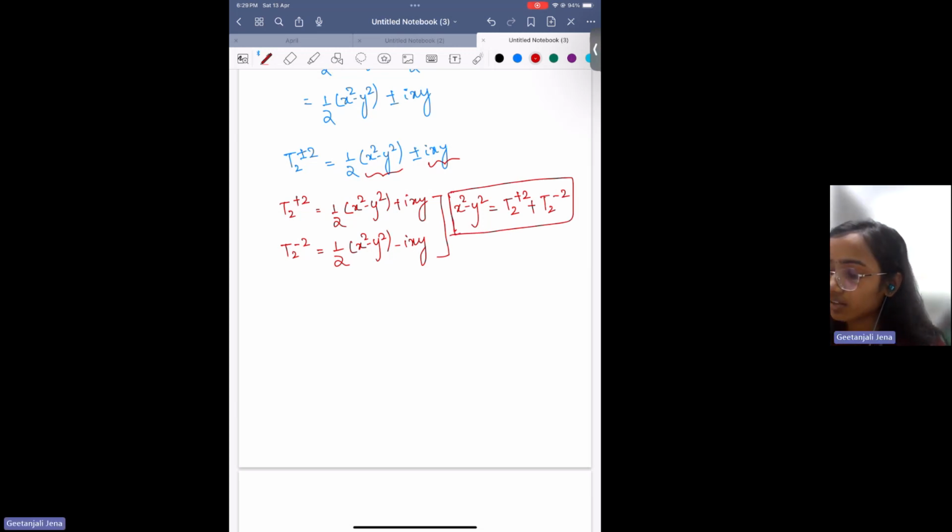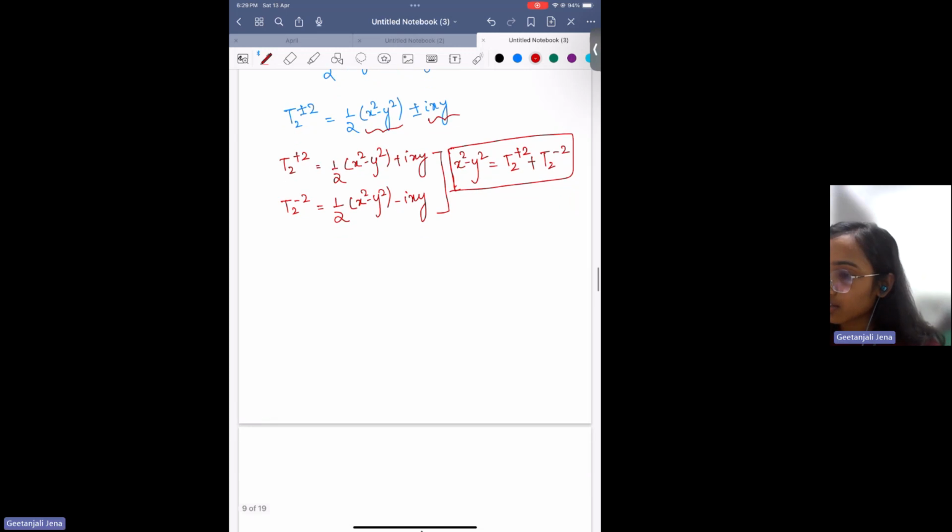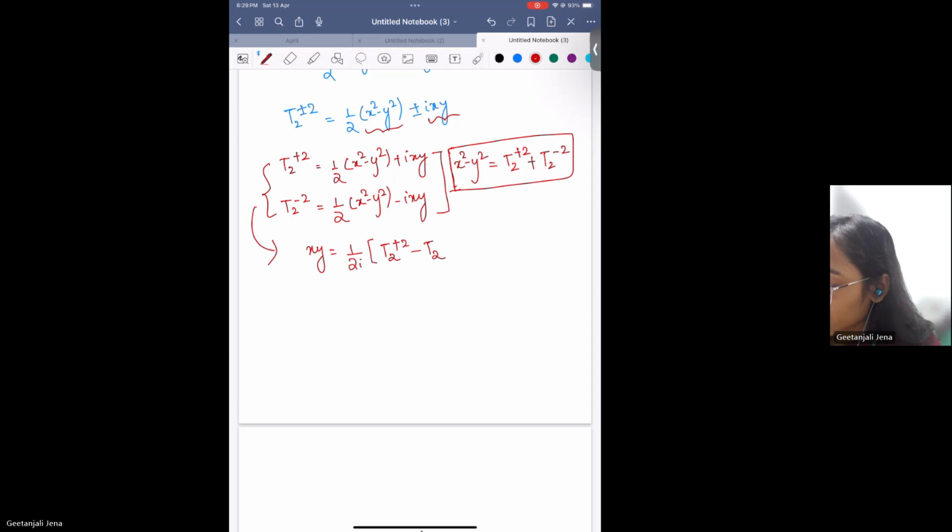So one answer we got, and you can also get the expression for xy by subtracting these two terms. So if you subtract it, you will get xy equal to 1 by 2i times (T2 plus 2 minus T2 minus 2).